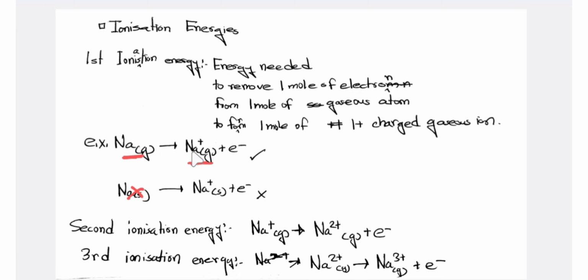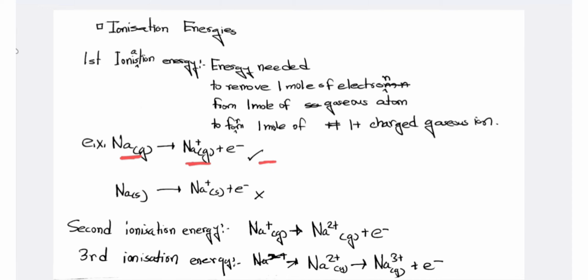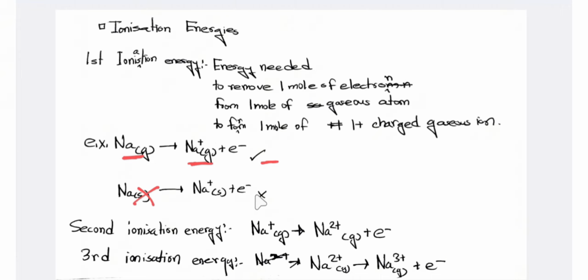So this is the equation for the first ionization energy. Sodium in gaseous state forms sodium plus ion in the gaseous state, and 1 electron is removed for the first ionization energy. And the atom must be in gaseous state, not in the solid state. It would be wrong otherwise, because it would not be the ionization energy.